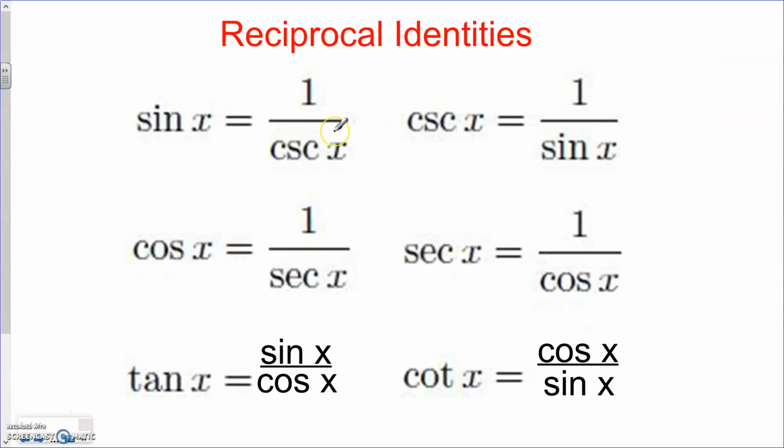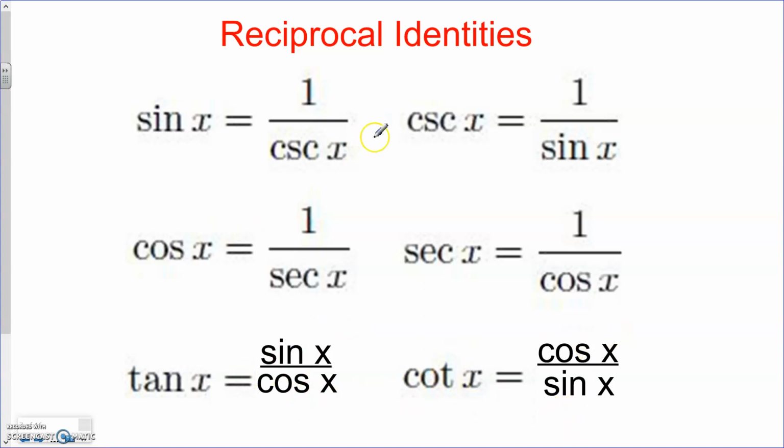Here are all the reciprocal identities. So sine is 1 over cosecant, vice versa, cosecant is 1 over sine. Cosine is 1 over secant, vice versa, secant is 1 over cosine. And tan, remember when we did the unit circle way back when, we said tan was the y over the x coordinate. So sine over cosine. So that means the cotangent is going to be the cosine over sine.